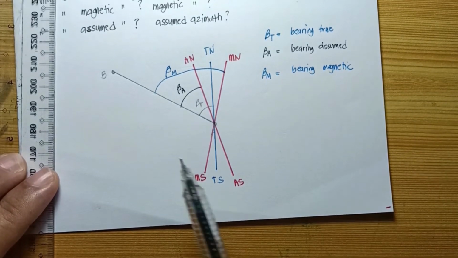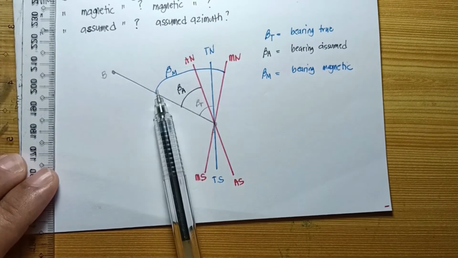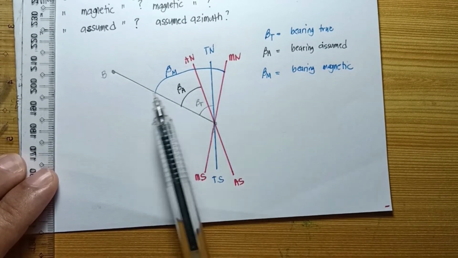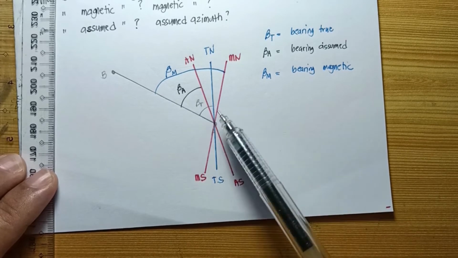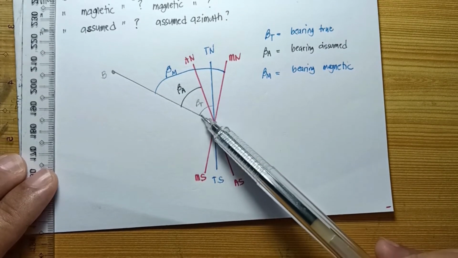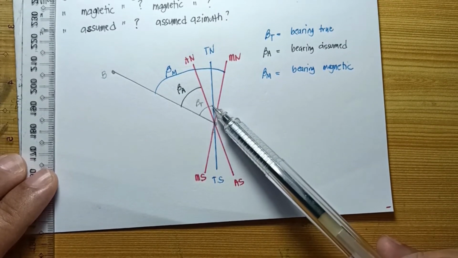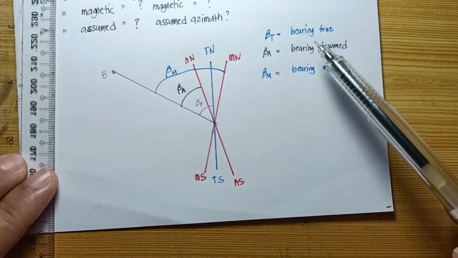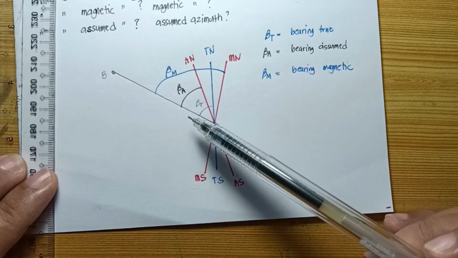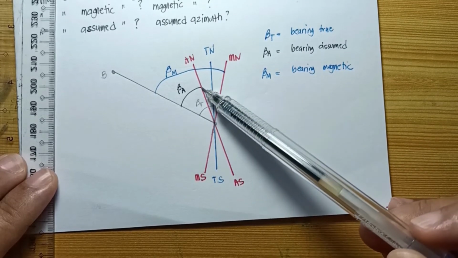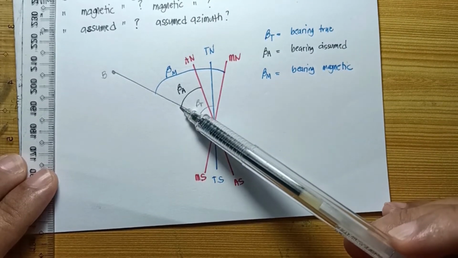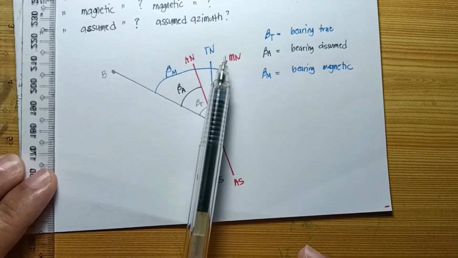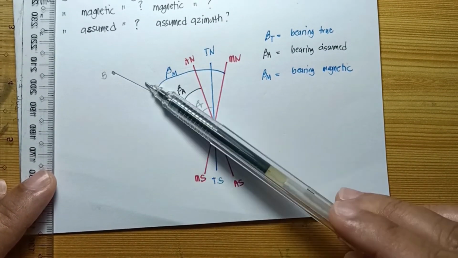Just look at where the angle is referred to, where the angle is being reckoned. For the true bearing, it is the angle between the true meridian and the line. If it is the assumed bearing, it is the angle between the assumed meridian and the line. If it is magnetic, then it is between the magnetic meridian and the line.